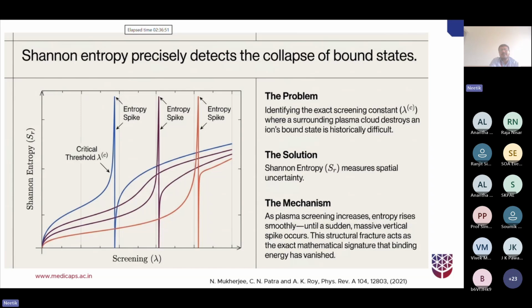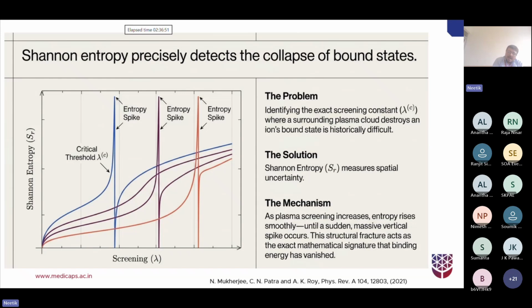Before that, we explored that the state deletion or collapse of bound states in a plasma system can be explained by Shannon entropy. How? Because we know that in a plasma system, with an increase in the screening constant, the number of bound states decreases, and at one point all the bound states collapse. So we took the ground state results and analyzed them and found that when the bound state collapses, the energy of the plasma becomes positive. So a sign change occurred there.